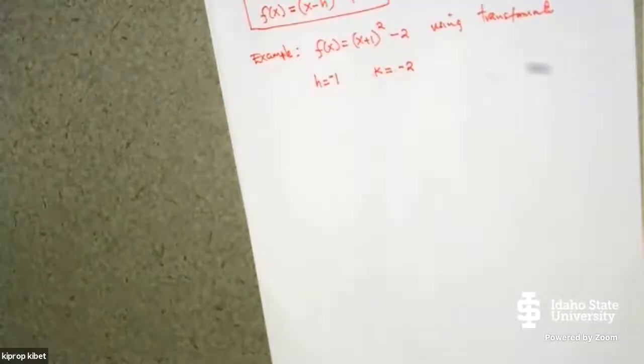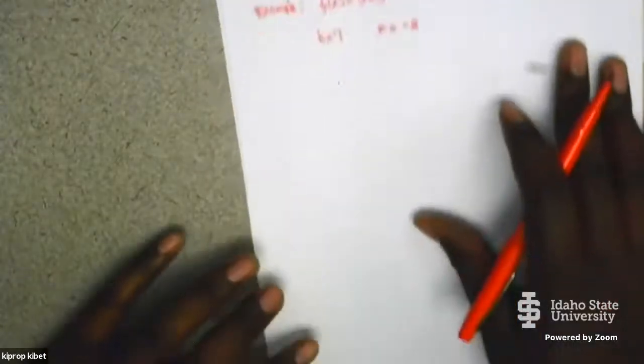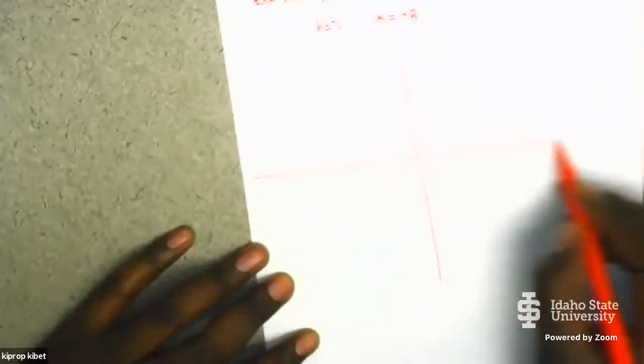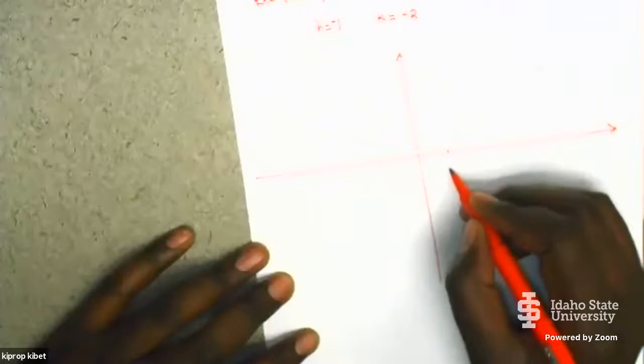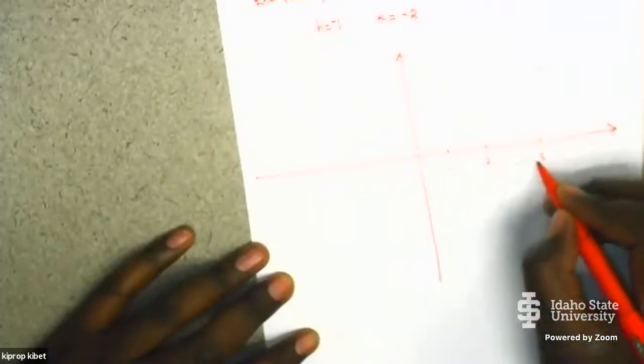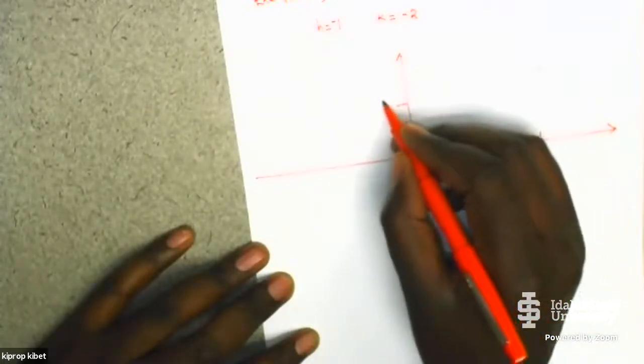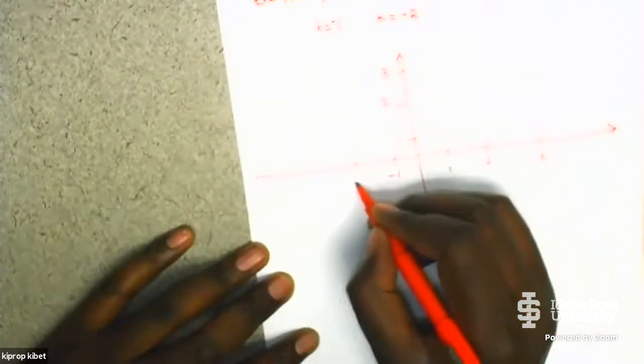How can we plot this? So in this case, it is like this. Actually, we can take 1, and then 2, and then 3. 1, 2.